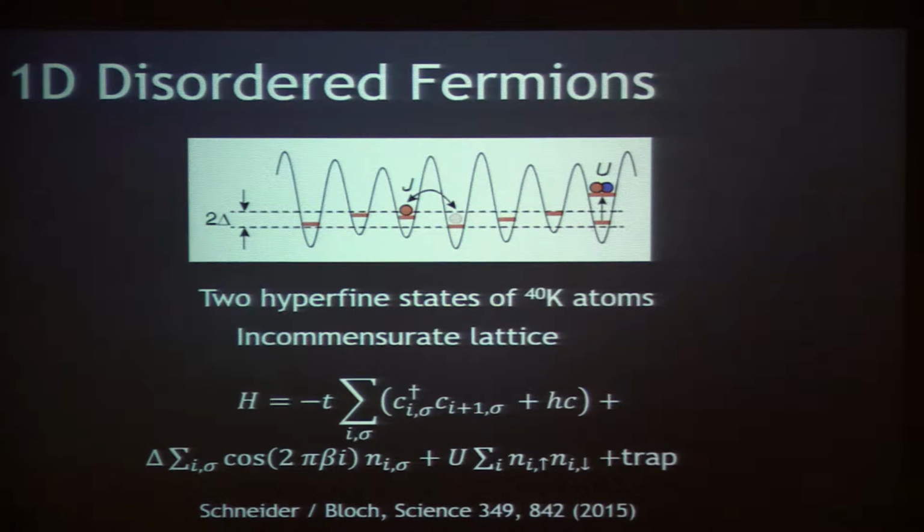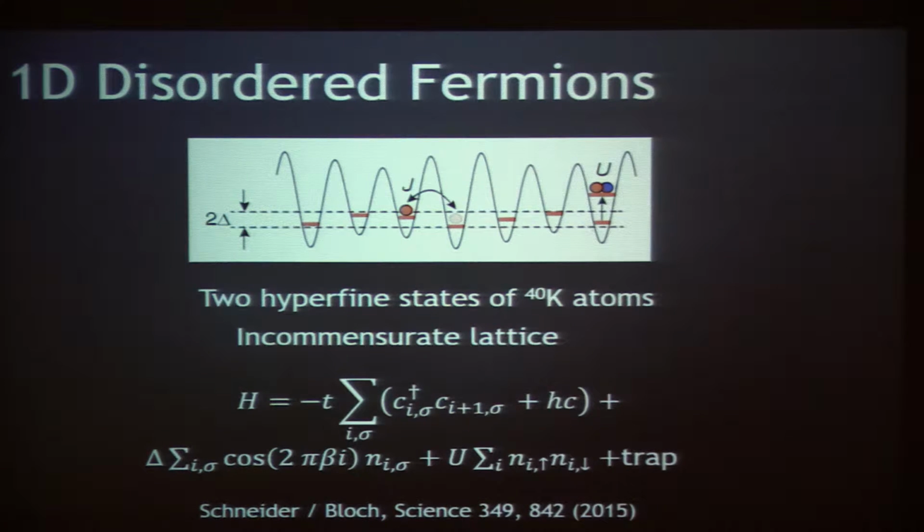Each spin state can tunnel through the lattice. They experience disorder from the incommensurate lattice, which is this term that looks like a site energy shift in this approximation. And if two atoms, one spin up and one spin down, are on the same site, they can interact with each other through an interaction energy U. And there's also a trap present. Does that make sense, what they're doing?